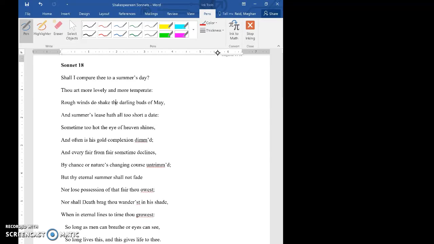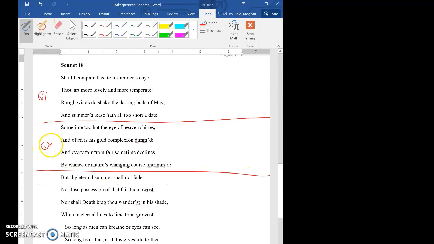A quatrain, we know, has how many lines? Good, it has 4 lines. So we're going to mark off that first quatrain of 4 lines. So here we go. We've got quatrain 1. And quatrain 1 is going to help us to break down the rhythm and rhyme scheme later. So in the next 4 lines, we've got quatrain 2. We're just going to label that on the side. There is our last quatrain, quatrain 3. And finally, we have our couplet.